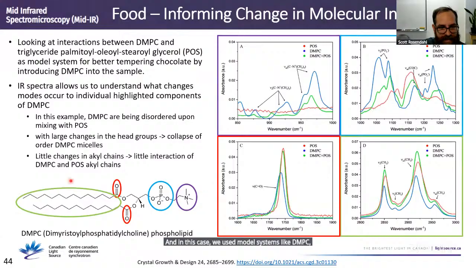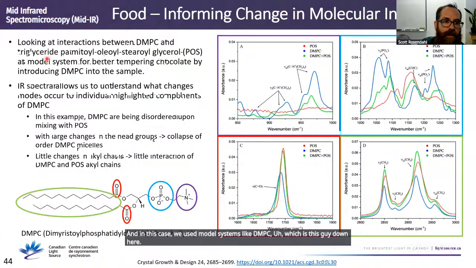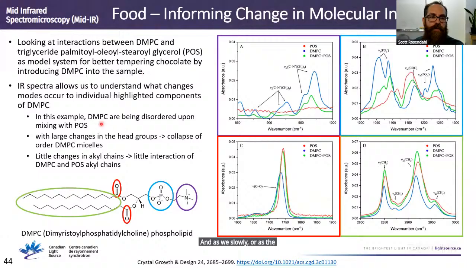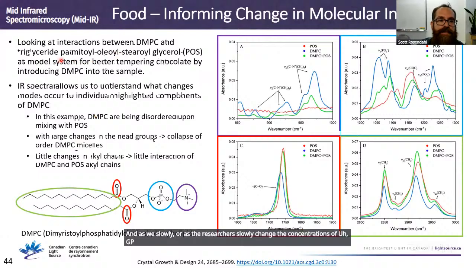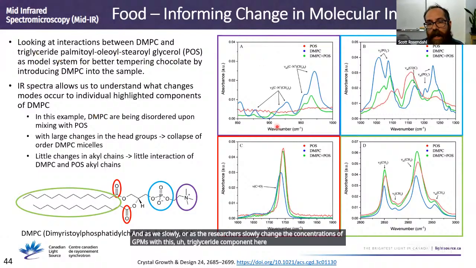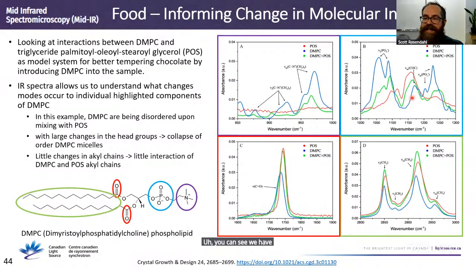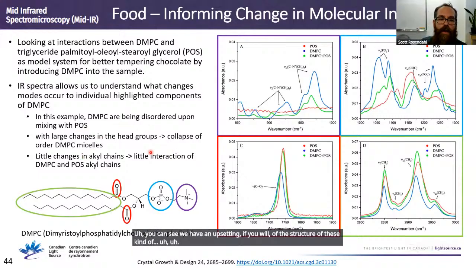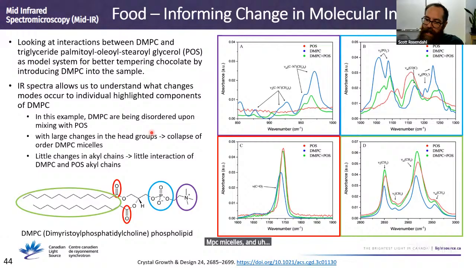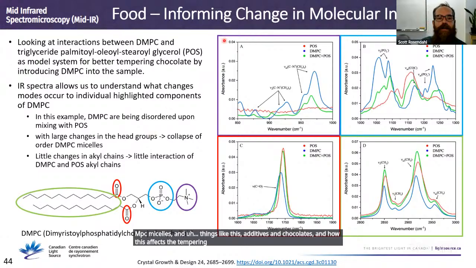DMPC, which is this guy down here. And as the researchers slowly change the concentrations of DMPC with this triglyceride component here, you can see we have an upsetting, if you will, of the structure of these kind of materials, right? And so we see the collapse of these ordered DMPC micelles, and things like this, additives in chocolates, and how this affects the tempering and taste and feel of chocolate is something that we're able to measure and use in the infrared.